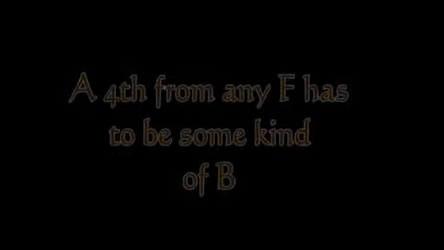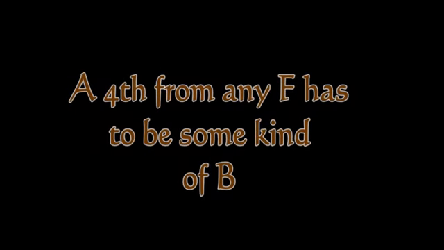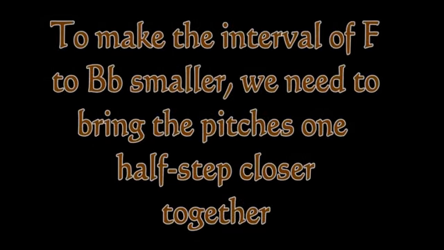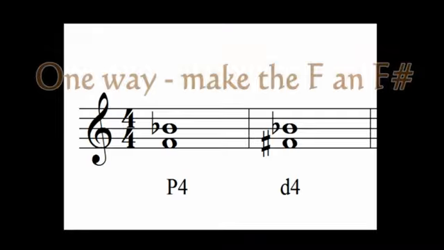Before we figure that out, however, please keep in mind that a fourth from F is always going to be some kind of B in some way, shape, or form. We cannot change the letters. F to B is always a fourth. What we have to change is the quality of that F or that B in order to make it a smaller interval. Well, how do we do that? Well, if we want F to B flat to be smaller, somehow we got to bring those notes closer together. We have to have fewer half steps. One way is I make the F an F sharp.